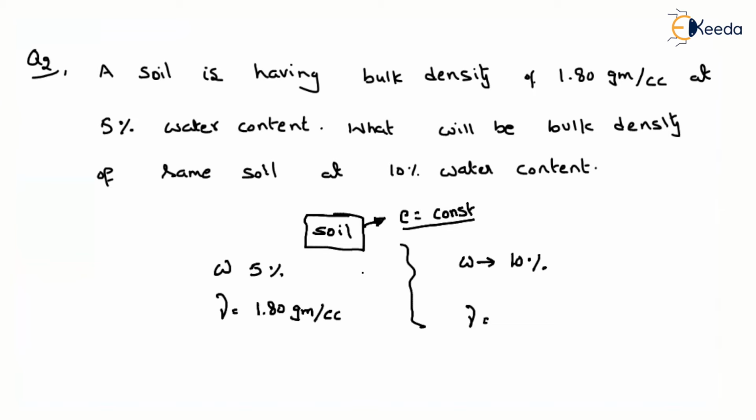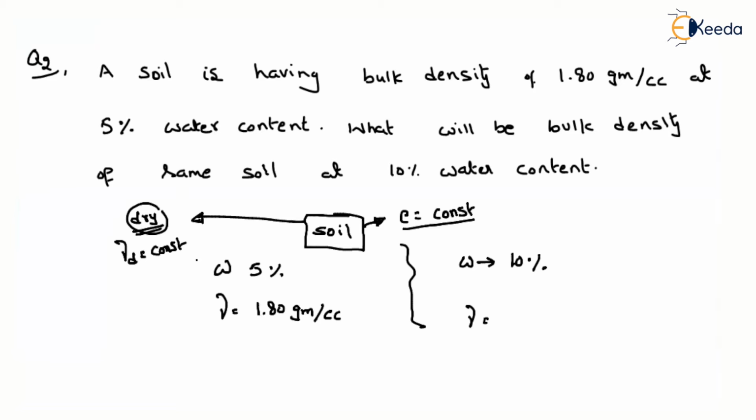Suppose I consider the same soil sample in a dry condition, what do you think it will be? I can say that my gamma d is also constant. Why am I talking about dry condition? In dry condition, we have only the weight due to the solid particles. Solid particles are not changing and volume is also not changing. Then we can say gamma d is also equal to constant.